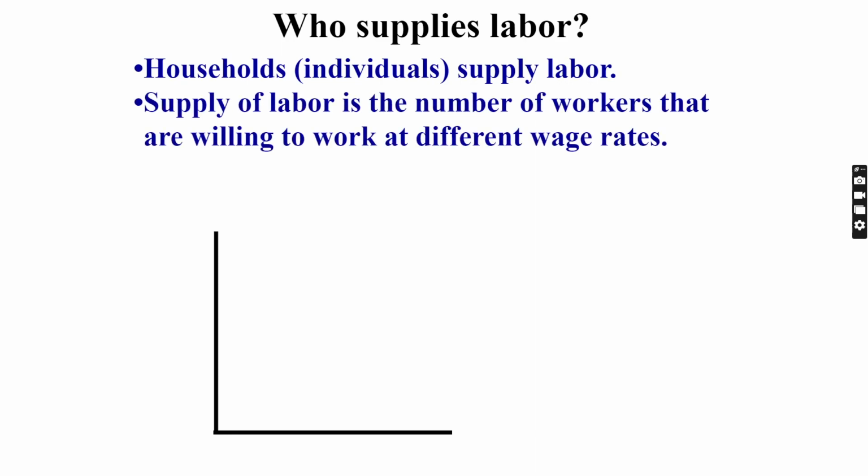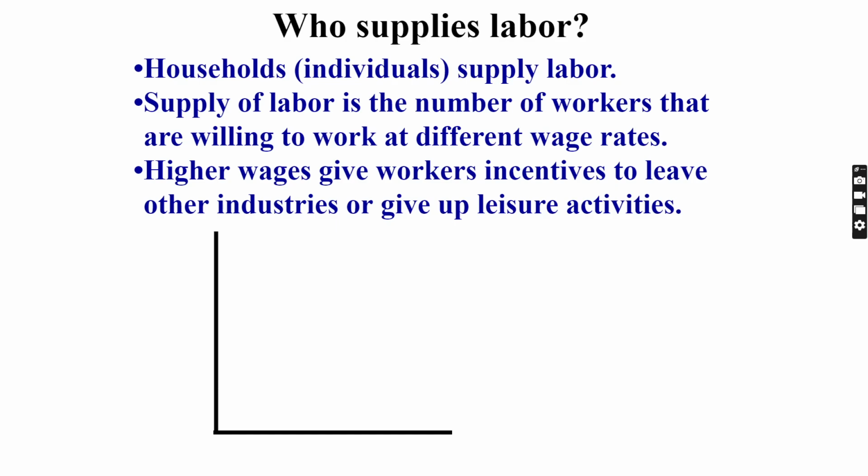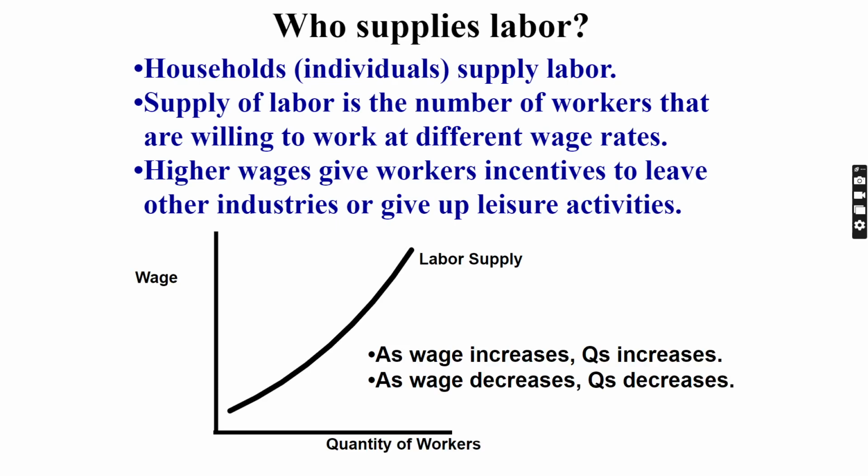The supply of labor is the number of workers that are willing and able to work at a variety of wage rates. And so the higher the wage, the greater the quantity of workers that would leave other industries and give up leisure activities in order to join this labor market and provide their labor for the great work of production. And so here we have the supply of labor. And so we can label this as supply, but I'm labeling it as labor supply because we're specifically going to be building the labor market, which is a factor market.